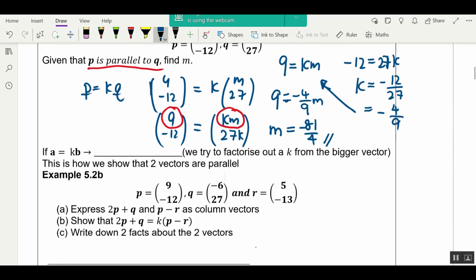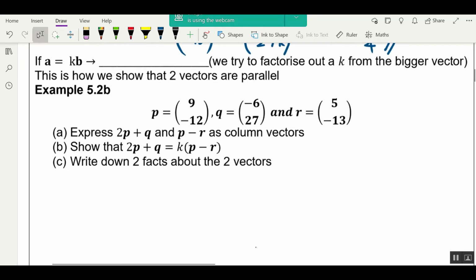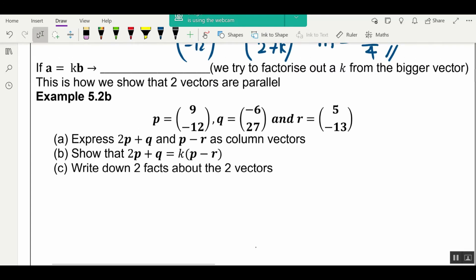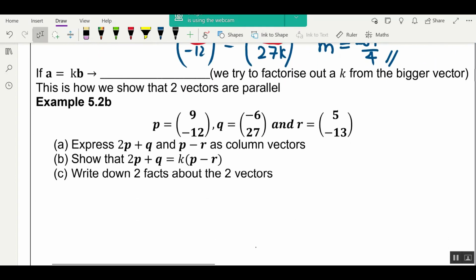Another type of question would be how to show that two vectors are parallel to each other. So the converse is true. What do I mean by that? That means in the first part, if a is parallel to b, I say that a is equal to k times b. The converse means if a is equal to k times b, then a is parallel to b. This is the concept that students struggle to understand.